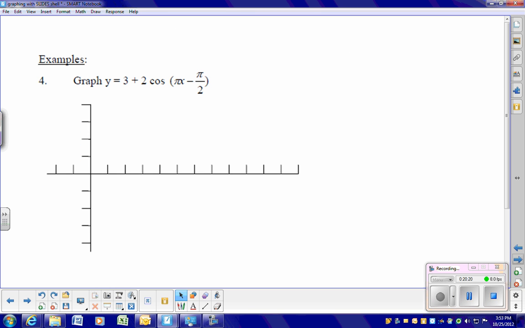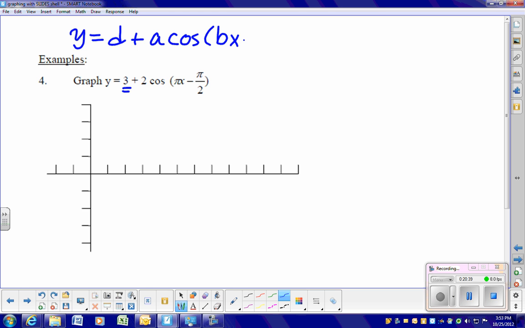Okay, here are some more examples. This example brings in something we haven't talked about yet, but we will right now, and that is adding a value right here. Okay, so our final form of everything is really this. Okay, we've talked about this part so far in the lesson.